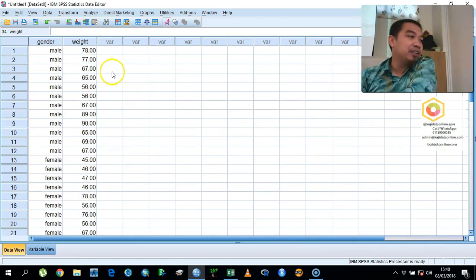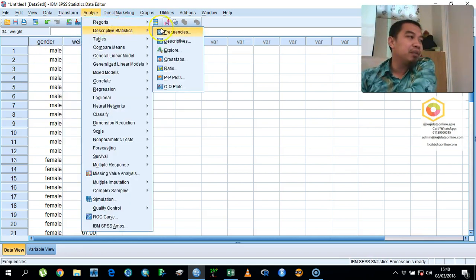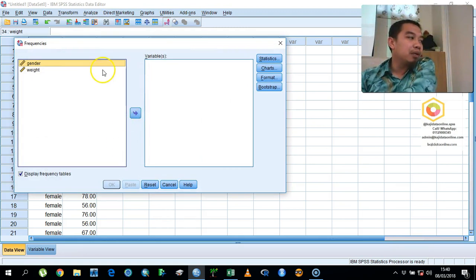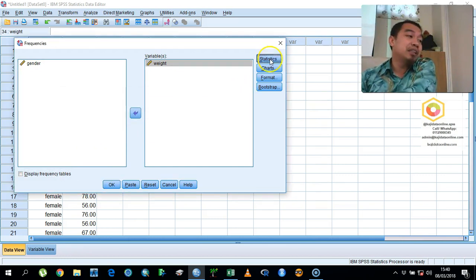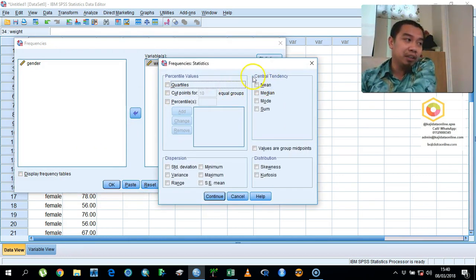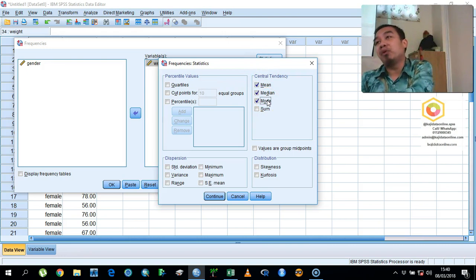Can you see it or you cannot see it? You can see the data already, right? Okay, so I'm going to analyze the descriptive data. This is what we call descriptive statistics. I'm going to click here. Can you see inside this box? We call it central tendency. So you can request the computer to generate the mean, mode, median straight away.